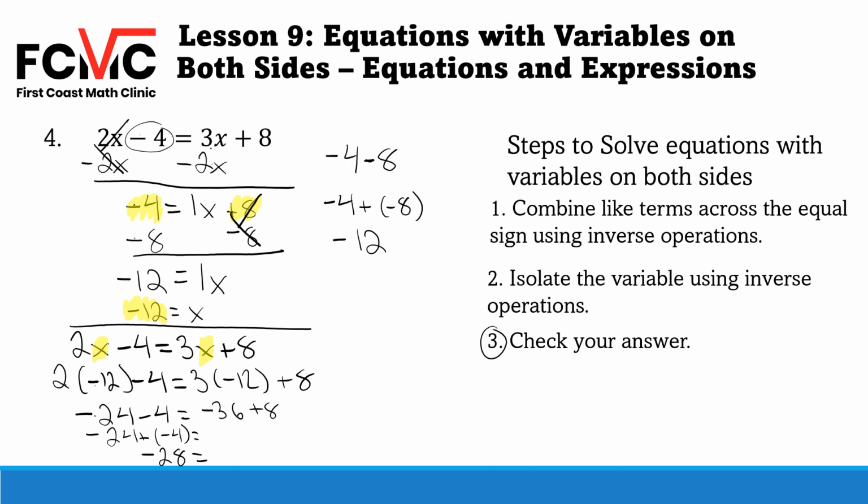And then negative 36 plus 8, we're adding two numbers of opposite signs. So we're going to subtract the two numbers, so we're going to get 28. And we're going to take the sign of the number with the larger absolute value, which is this negative 36. So we're going to get negative 28. And we get negative 28 equals negative 28. So our answer checks. Okay.